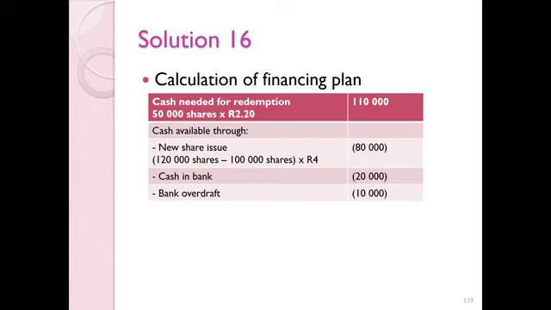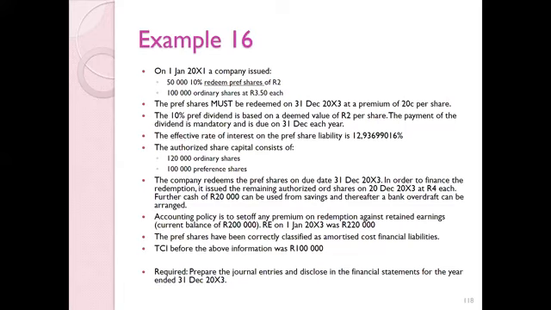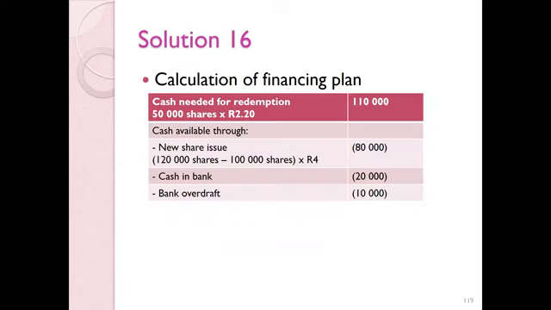How are we going to actually finance this? Well, in order to finance it, they're going to issue the remaining authorized ordinary shares at R4 each. We said there were 20,000 ordinary shares that we can still issue. So it's 20,000 shares at R4 each, which means we'll gain 80,000 Rand from that ordinary share issue. And that's still falling short of the 110,000 Rand that we need.